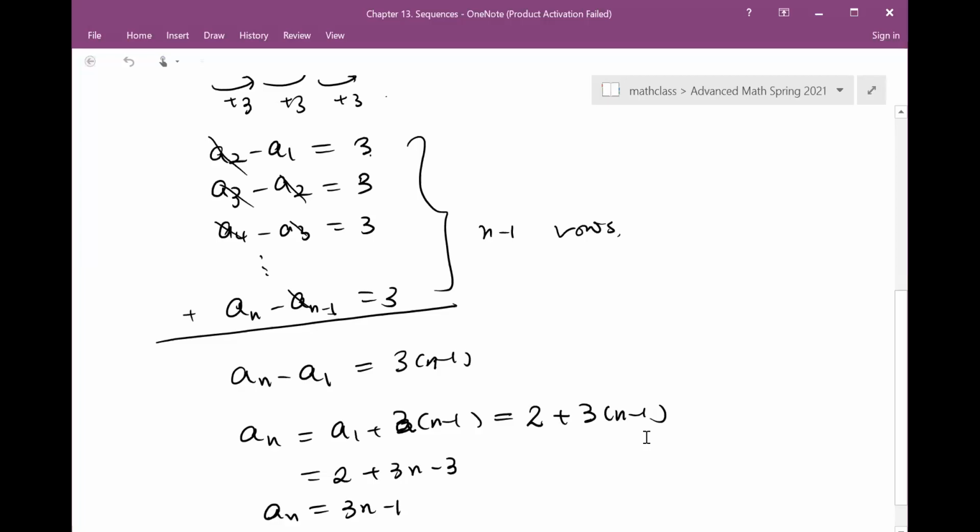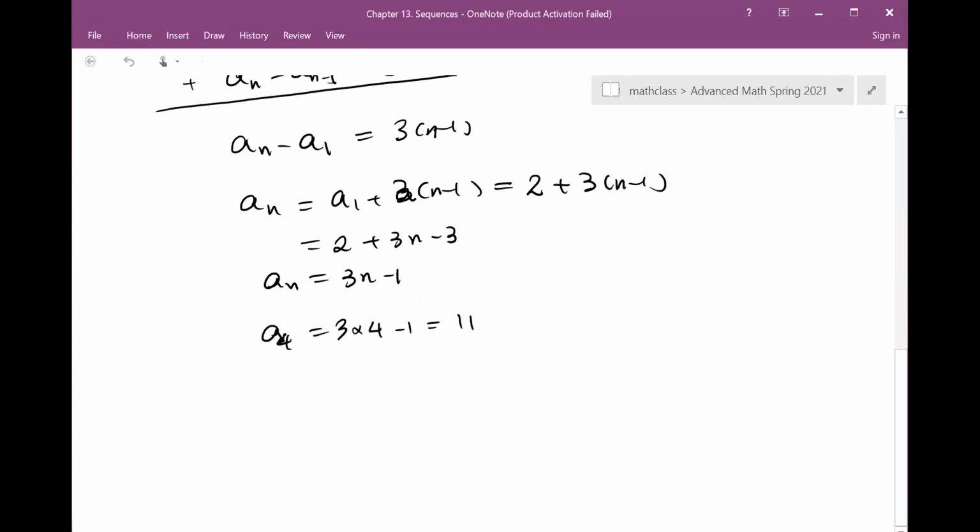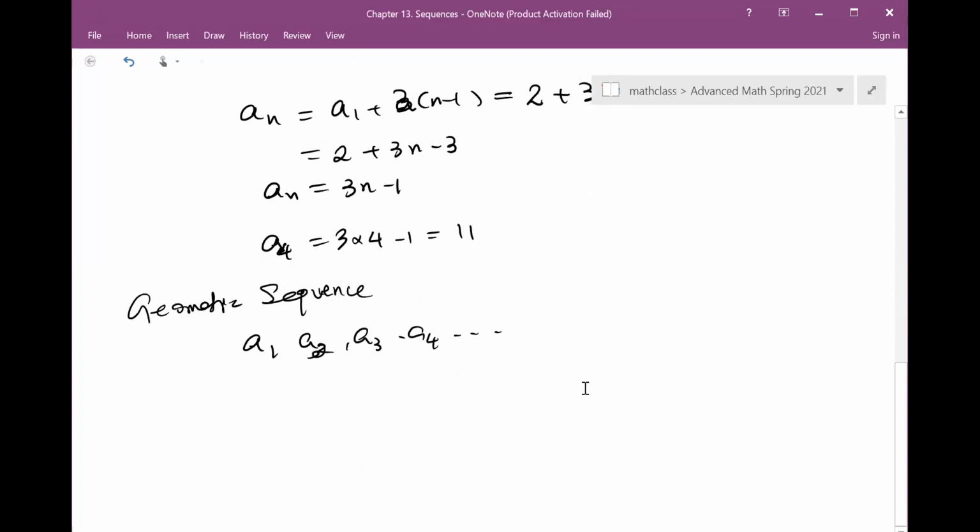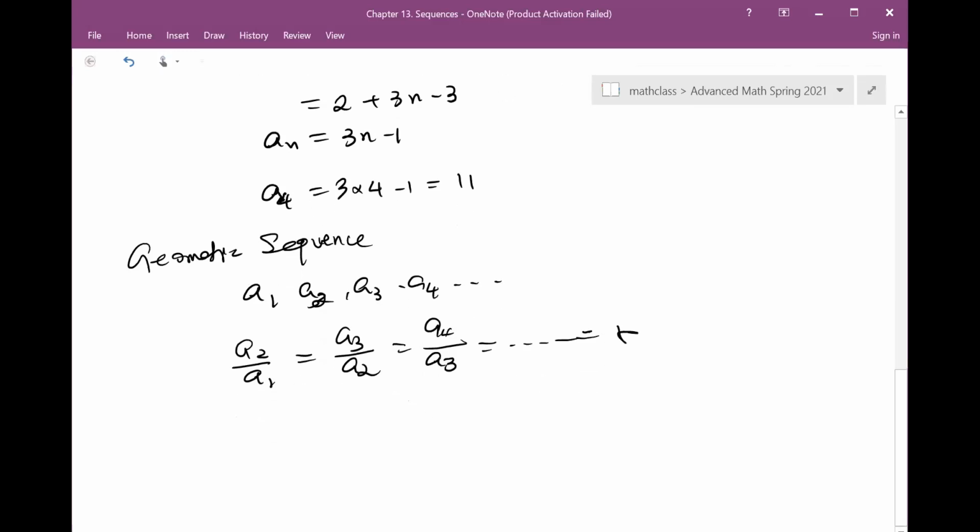Yeah, sorry. The geometric sequence is going to be a geometric sequence. Geometric sequences are labeled by A1, A2, A3, A4, right? So here's the point. The next term divided by the first term is the same as A3 divided by A2. It's the same as A4 divided by A3, and keep it going. So you are going to get the same number. We call it R, right?